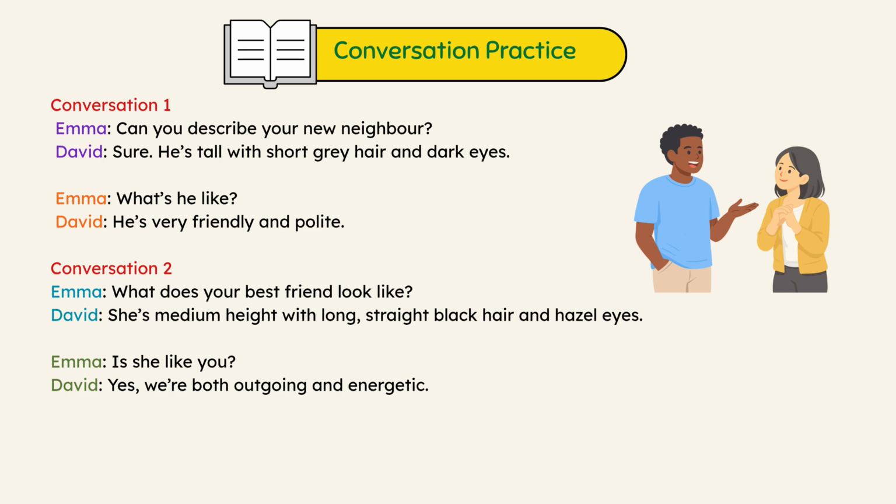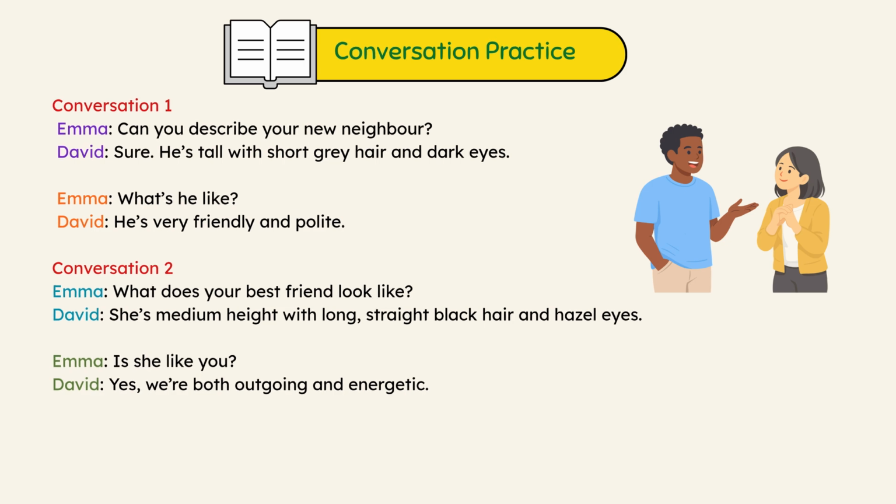Conversation 2. Emma, what does your best friend look like? David, she's medium height with long straight black hair and hazel eyes. Emma, is she like you? David, yes, we're both outgoing and energetic. These conversations show how we describe someone's appearance and personality in everyday English.